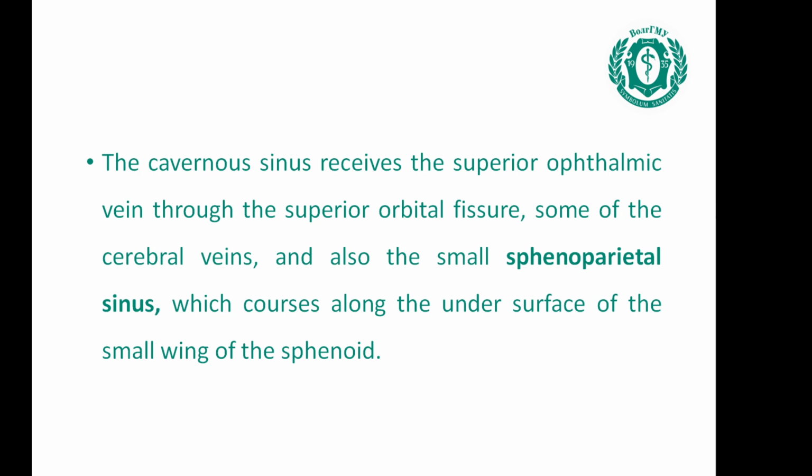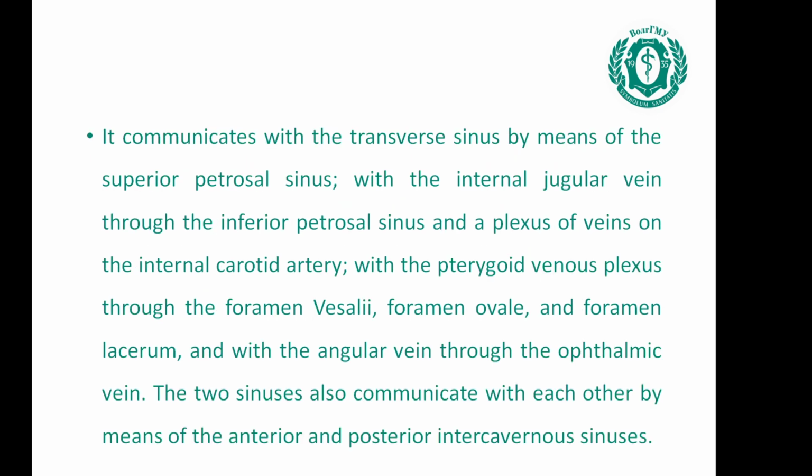The cavernous sinus receives the superior ophthalmic vein through the superior orbital fissure, some of the cerebral veins, and also the small sphenoparietal sinus, which courses along the under surface of the small wing of the sphenoid. It communicates with the transverse sinus by means of the superior petrosal sinus, with the internal jugular vein through the inferior petrosal sinus, and a plexus of veins on the internal carotid artery, with the pterygoid venous plexus through the foramen Vesalii, foramen ovale, foramen lacerum, and with the angular vein through the ophthalmic vein. The two sinuses also communicate with each other by means of the anterior and posterior intracavernous sinuses.